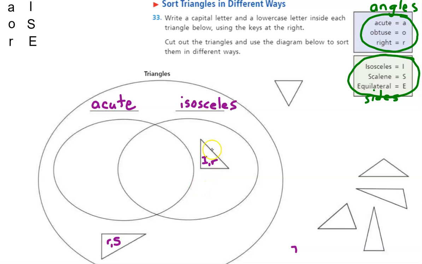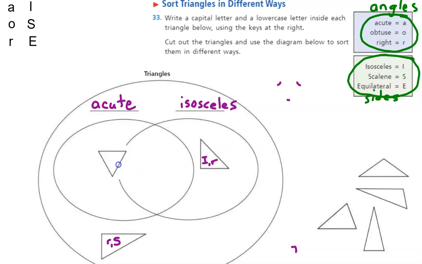So my job is to try and put it where it belongs, and that means that I'm going to have to figure out its other name, which is its angle name. So if I were to measure all three of these angles, if I were to use my little right angle tester, I would very clearly see that all three of those angles are acute.